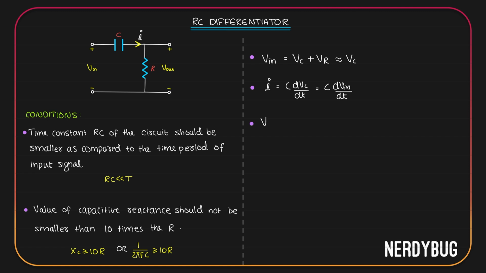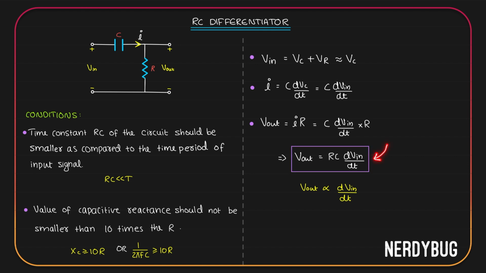Now let us find the output. V output is taken across the resistance R. So according to Ohm's law, it will be I multiplied by R. But I is C dV in divided by dt. This multiplied by R. So we get V output is RC multiplied by dV in by dt. Which means the output voltage is proportional to derivative of the input voltage. This is why we call this circuit our RC differentiator.